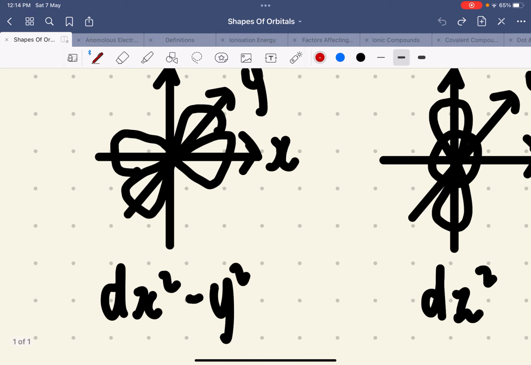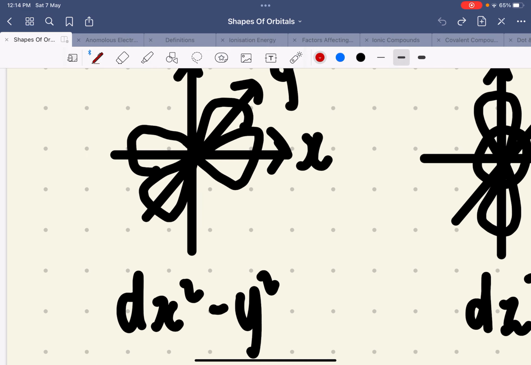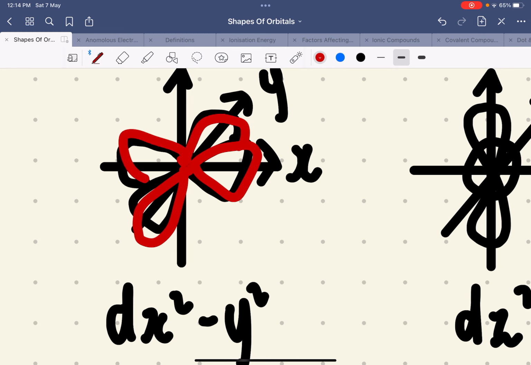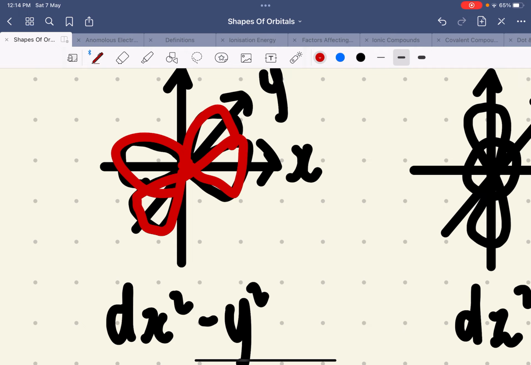Now let's look at something more complicated. The dx squared minus y squared orbital. How I memorize this is I always draw along the x-axis here, on the y-axis here, then following here. This one you need to know. You memorize this one. This one you need to know, then you have this one and this one.